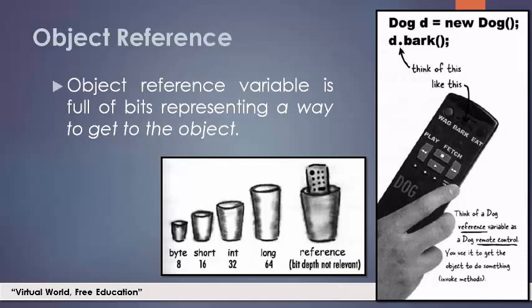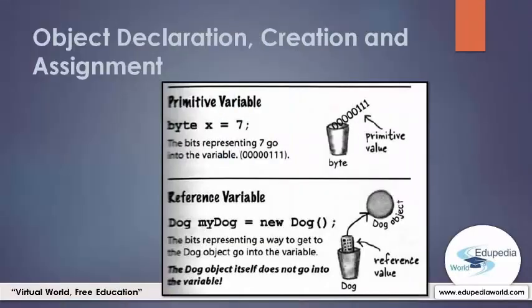When you use the dot operator on an object reference variable, think of it like pressing a button on the remote control of that object. Now think an object reference is just another variable value, something that goes in a cup. And this time the value is a remote control. So that is the difference between primitive variables and object reference variables.